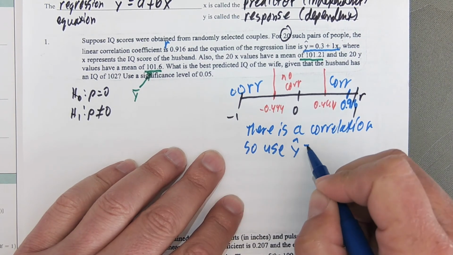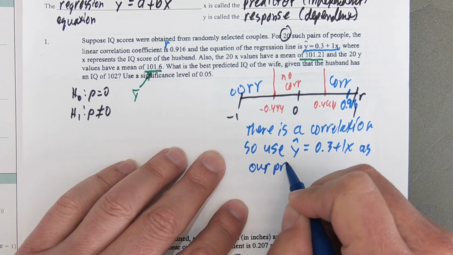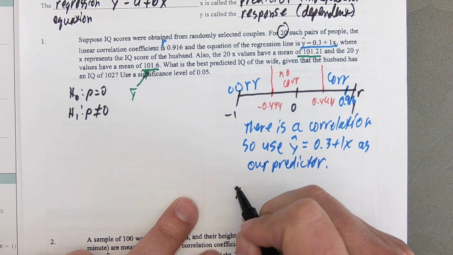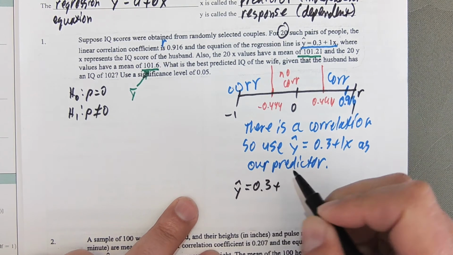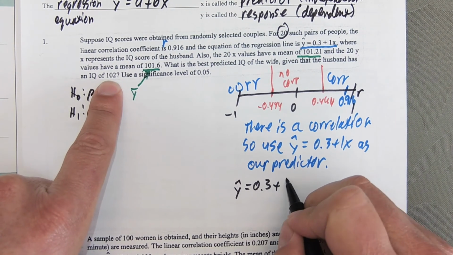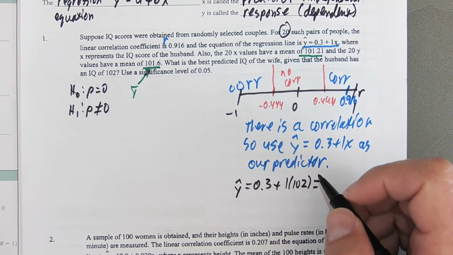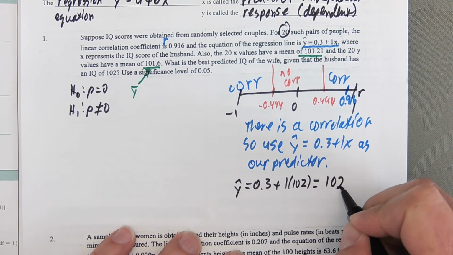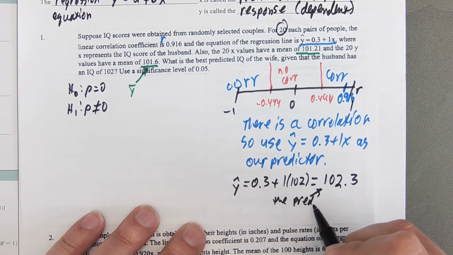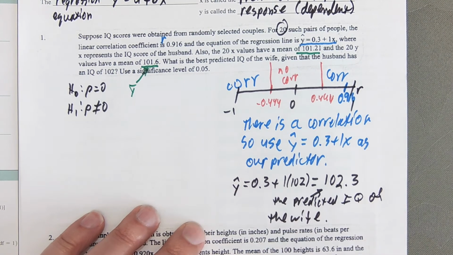So we are going to use this as our predictor. And here we go. Now you'll notice, what is the best predicted IQ of the wife given that the husband has an IQ of 102? So this is going to be 1 times 102, which is going to give us 102.3. So this is the predicted IQ of the wife of a husband who has an IQ of 102.